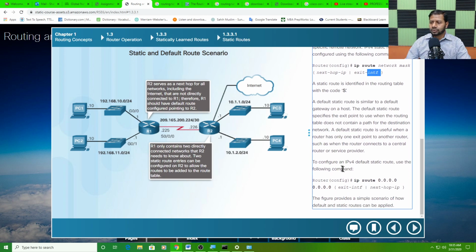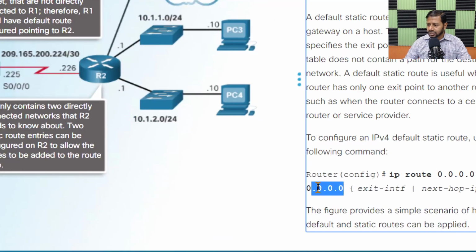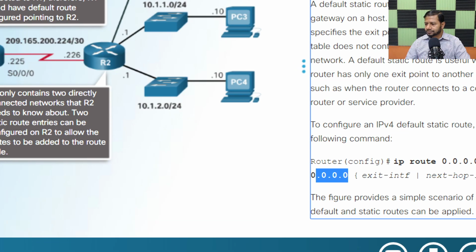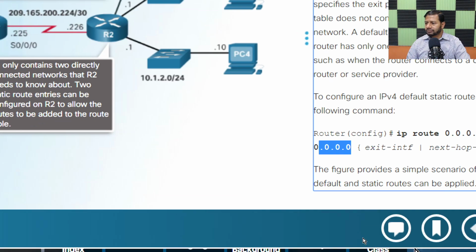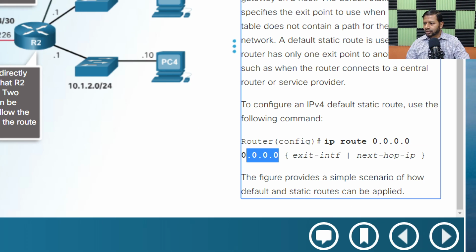What is a default route? A default route means the network address will be 0.0.0.0 and the subnet mask is 0.0.0.0. If I magnify it, you can see it better. That's called a default route. All zeros, meaning every network in the world.